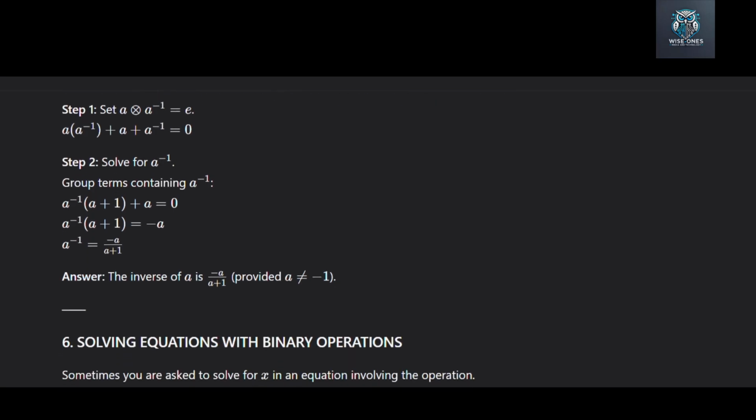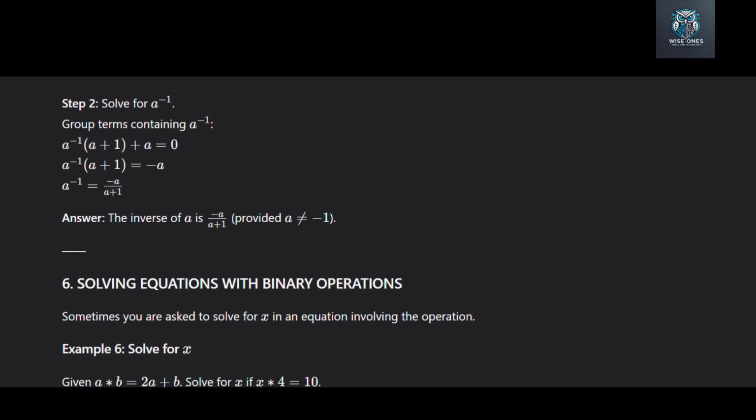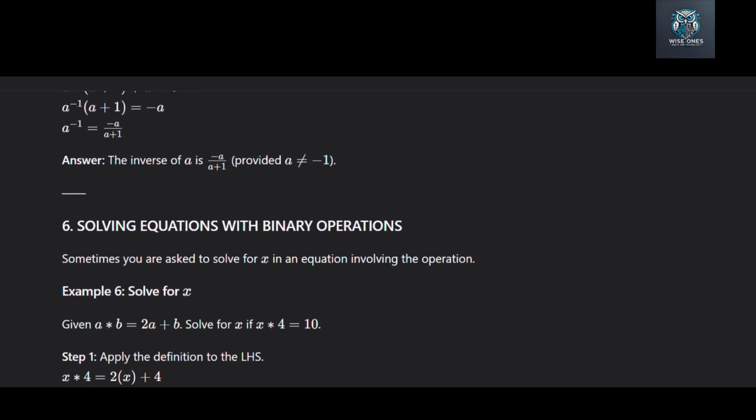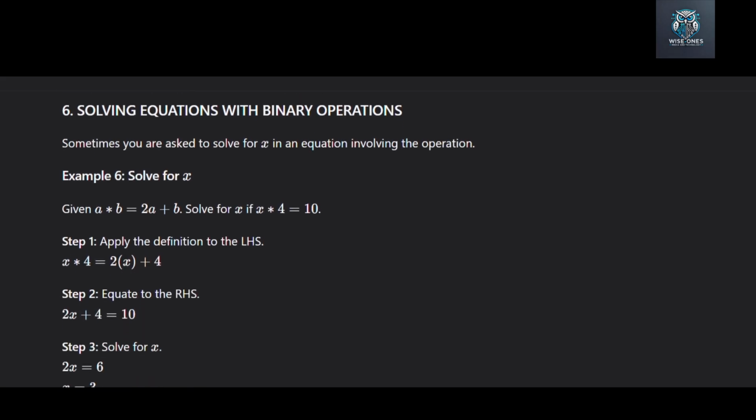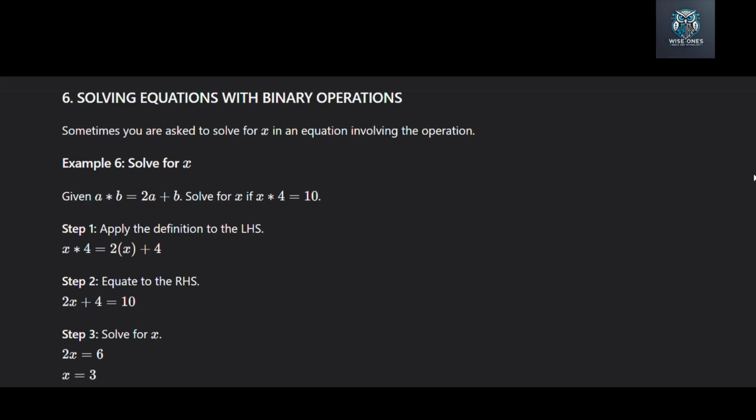Sometimes you are asked to solve for X in an equation involving the operation. Example 6, solve for X. Given A star B equals 2 times A plus B, solve for X if X star 4 equals 10. Step 1, apply the definition to the left-hand side. X star 4 becomes 2 times X plus 4. Step 2, equate to the right-hand side. 2 times X plus 4 equals 10. Step 3, solve for X. Subtract 4 from both sides. 2 times X equals 6. Divide by 2. X equals 3.